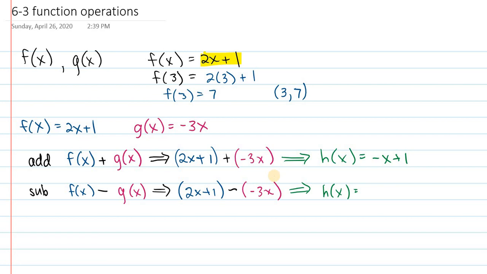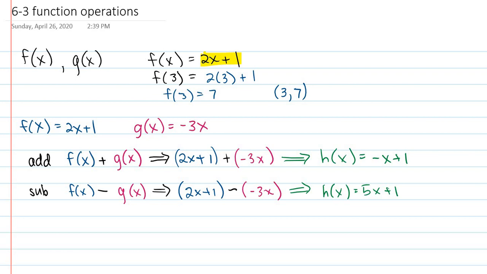Again, we're just going to combine like terms. So we have 2x minus a negative 3x, so that's 2x plus 3x, which gives us 5x plus 1. That would be our new function. So this h of x represents those two original functions subtracted.